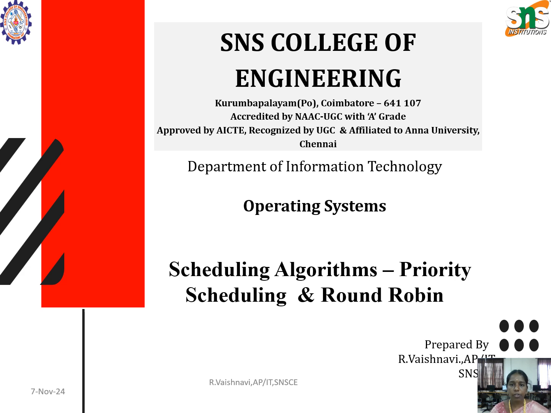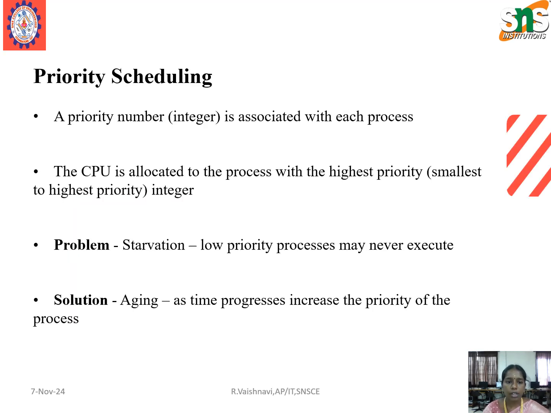Now we are going to see the scheduling algorithms, that is the priority scheduling algorithm and the round robin scheduling algorithm. First one is the priority scheduling algorithm. A priority number, that is an integer, is associated with each process. The CPU is allocated to the process with the highest priority, that is, smallest integer to the highest integer.